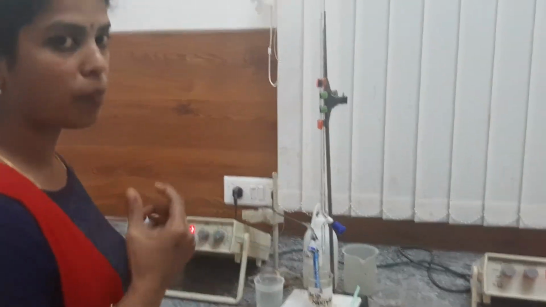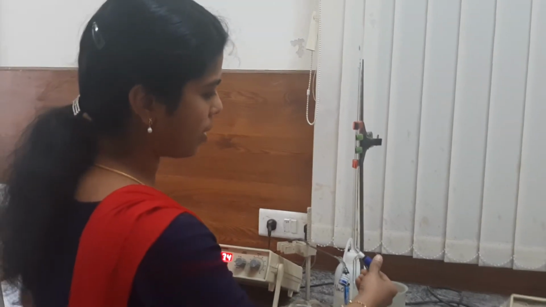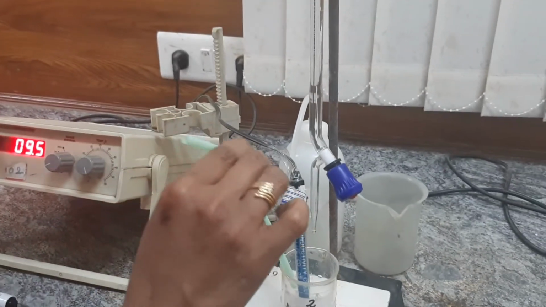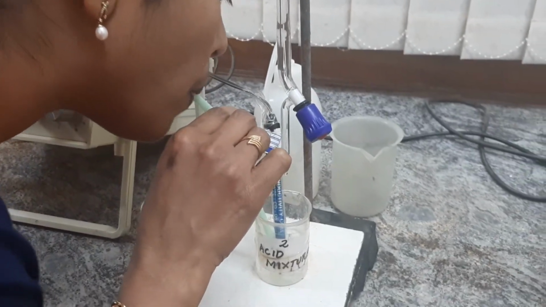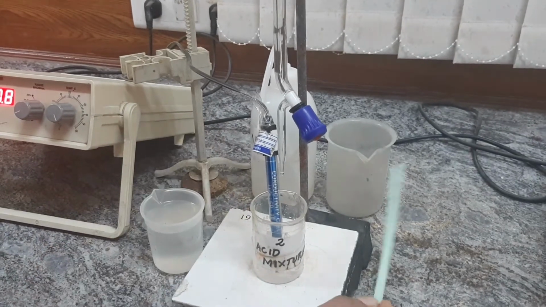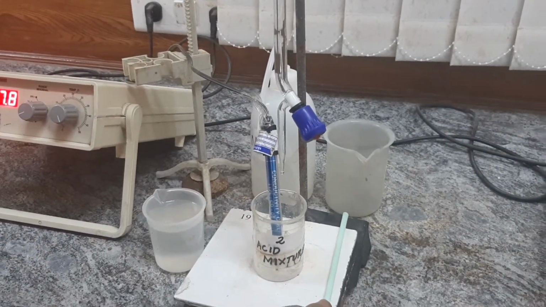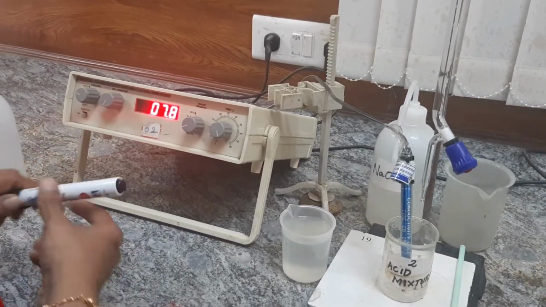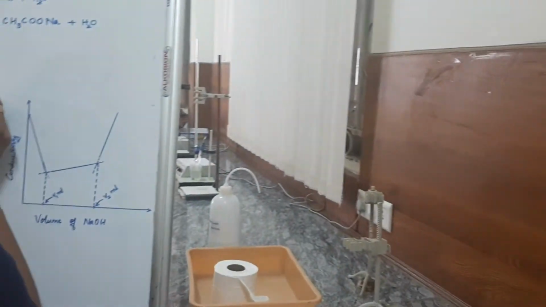Now we will be adding sodium hydroxide in increments of 0.5 ml. So now I will add 0.5 ml of sodium hydroxide. Exactly 0.5 ml I have added. Now how to stir the solution? By blowing. Blow the solution so that it is properly stirred. Now note down the reading. See, the reading has come down. It has become 7.8.